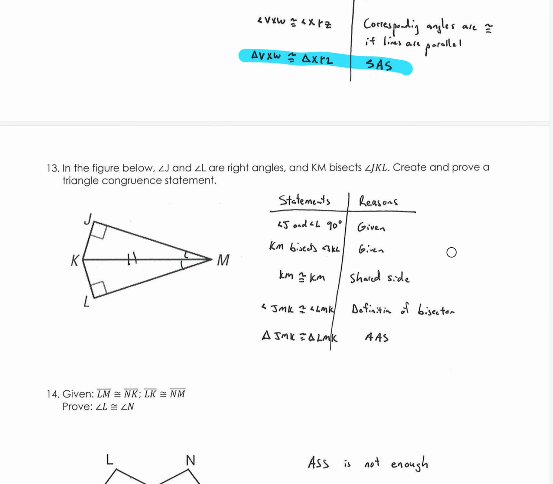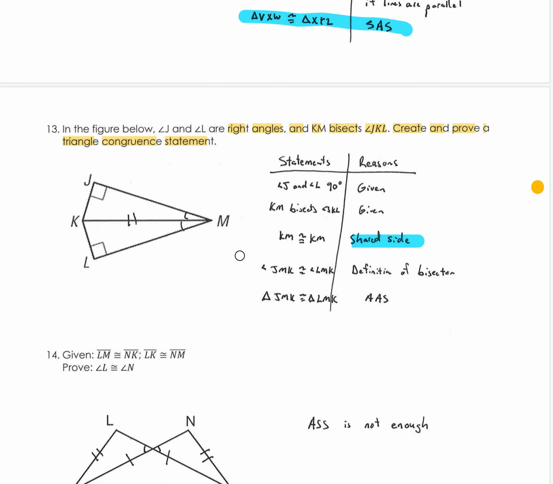All right. This one, again, we want to create a triangle congruent statement. So we're not going to need CPCTC. We're just going to need angle, angle, side, or side, side, side, and stuff like that. So write down the givens, no big deal. And then we know that KM is congruent to KM, meaning it's just a shared side, right? And that's what you can say. You can also say reflexive, but shared side is fine.